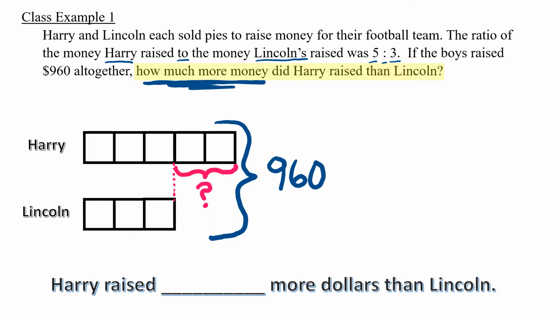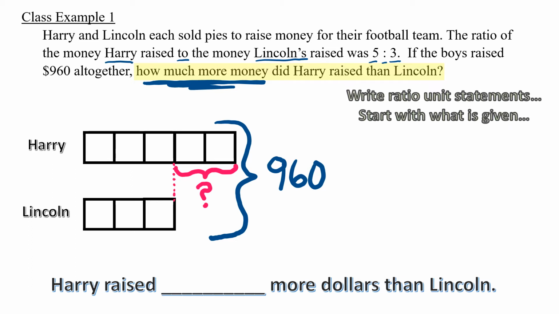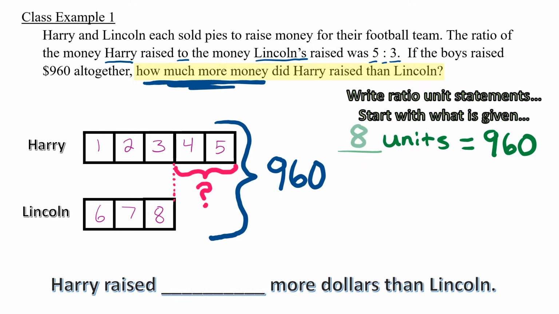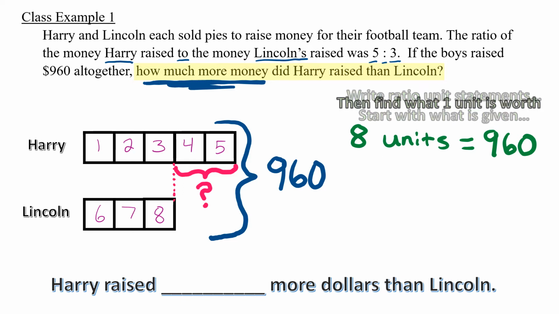So my sentence would read something like Harry raised blank more dollars than Lincoln, right? And that's where you'll have to read carefully to make sure I'm not looking for how much Harry raised, I'm looking for how much more he raised than Lincoln. Now, starting our unit ratio statements, start with what's given, and that would be that $960. That $960 is equal to, and we did this yesterday, how many units? If you count them all up, 1, 2, 3, 4, 5, 6, 7, 8, there's 8 total units there. So your first ratio statement, the one you want to write first, is the given, and that is that 8 units, all of the units, all 8, are worth 960.